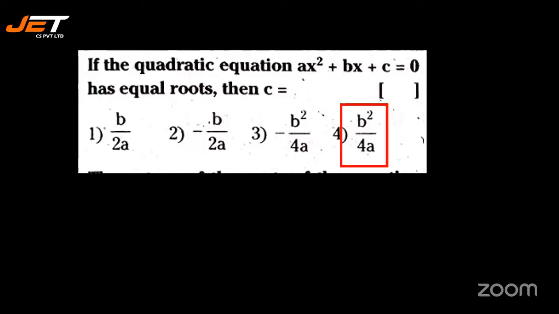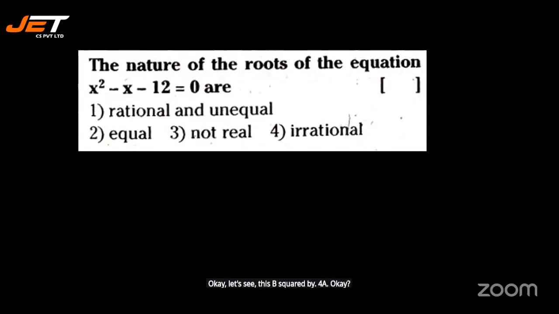Okay, let's see. It is b square by 4a. Okay, right. The nature of the roots of the equation x square minus x minus 12 is equal to 0 is dash. So what is it that you need to find out? You need to find out the discriminant. Okay, so we have already seen in the last class, b square minus 4ac. All right, so I've given you the hint also. So with this, you'll be able to find out the answer. b square minus 4ac. Right, so the nature of the roots of the equation. So quickly find out and tell me the answer.